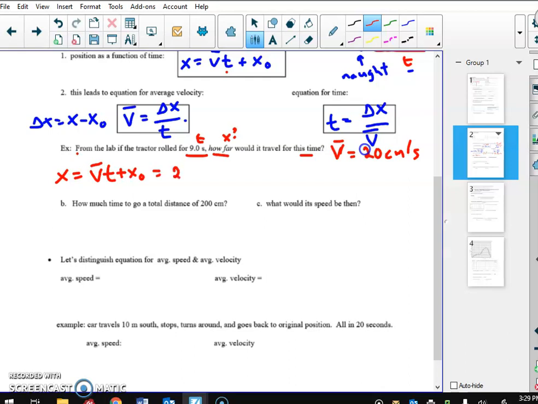So I'm going to put in 20 centimeters per second, get in the habit of putting units, times the time, 9.0 seconds, plus 0, since our initial position is assumed to be 0. I don't need to put plus 0, so that equals 180. You see that the centimeters per second times seconds, the seconds cancel out, leaving me with a distance unit, as it should. So it's 180 centimeters.